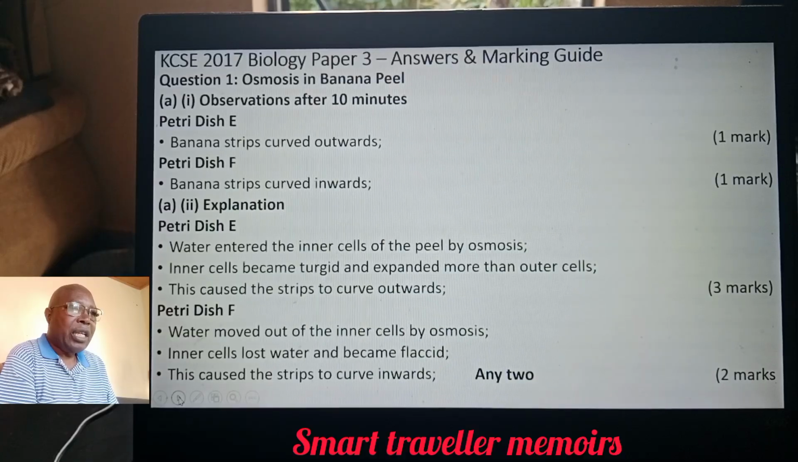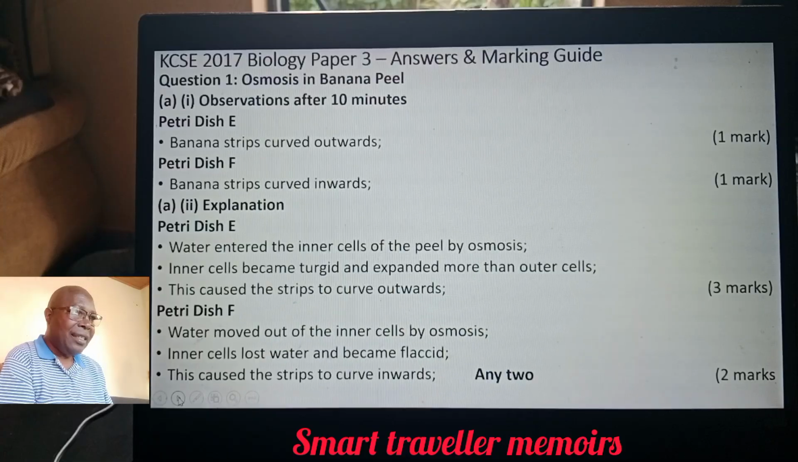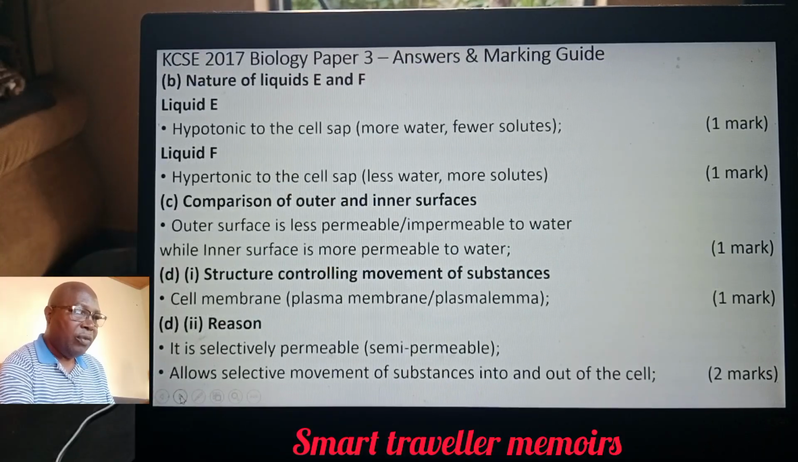A Roman 2 explanation. Petri dish E, water entered the inner cells of the peel by osmosis, tick. Inner cells become turgid and expand more than the outer cells, tick. Thus, caused the strips to curve outwards, tick. 3 marks. Petri dish F, water moved out of the inner cells by osmosis, tick. Inner cells lost water and became flaccid, a tick, and this caused the strips to curve inwards, a tick. Any 2, you give 2 marks.